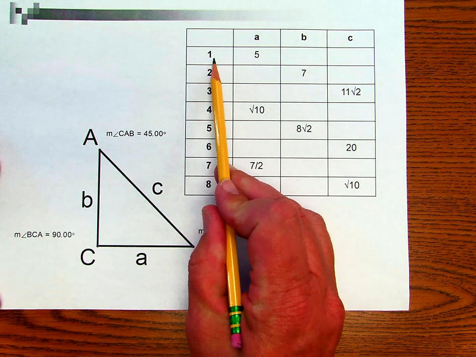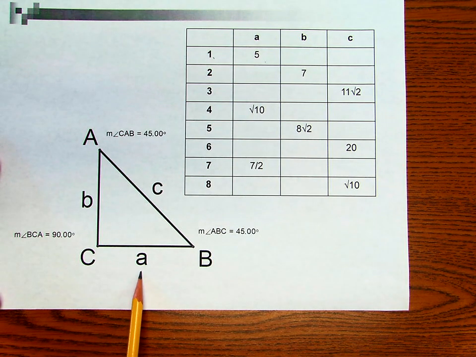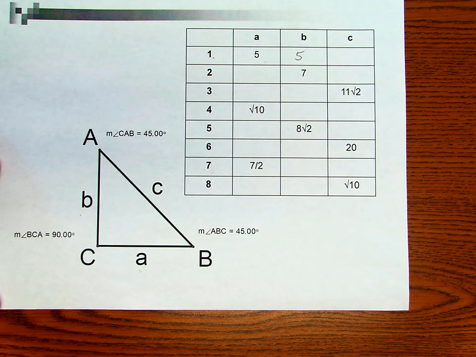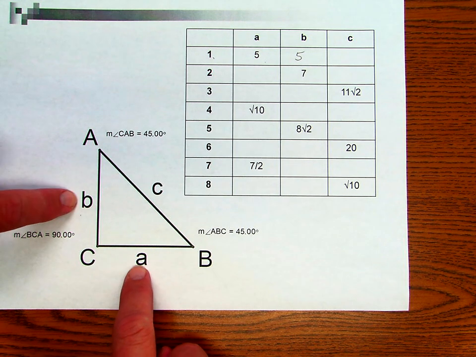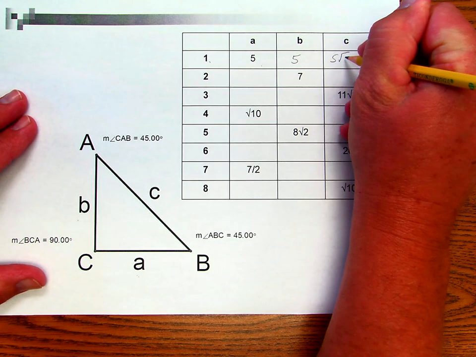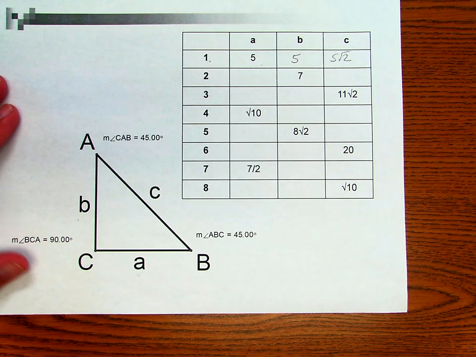So for question number 1, they're telling us A is 5. Well, that's one of the 2 legs. Well, if one of the legs is 5, the other leg has to be 5. And then the relationship is whatever the legs are, you're multiplying by root 2 to get the hypotenuse. So there's an example of a nice, easy one. The root 2 is in a happy place.